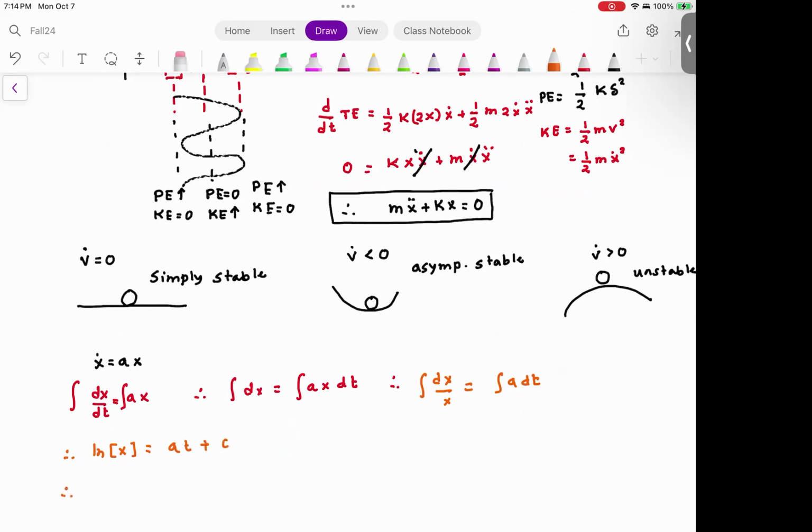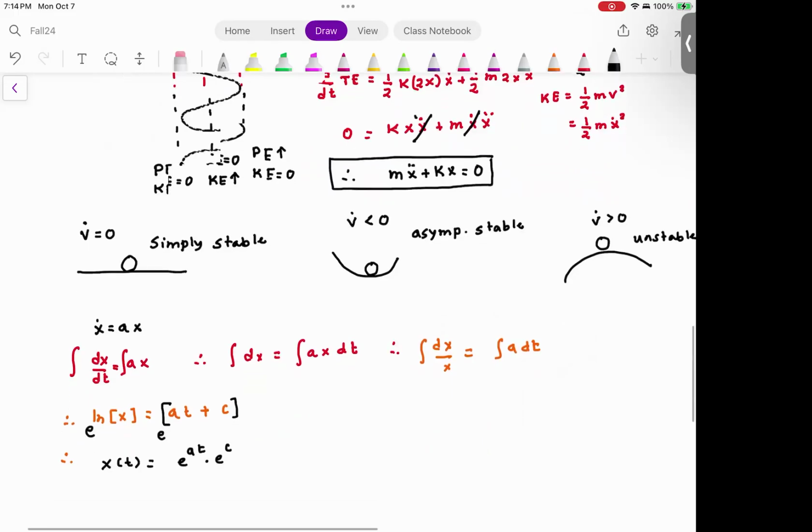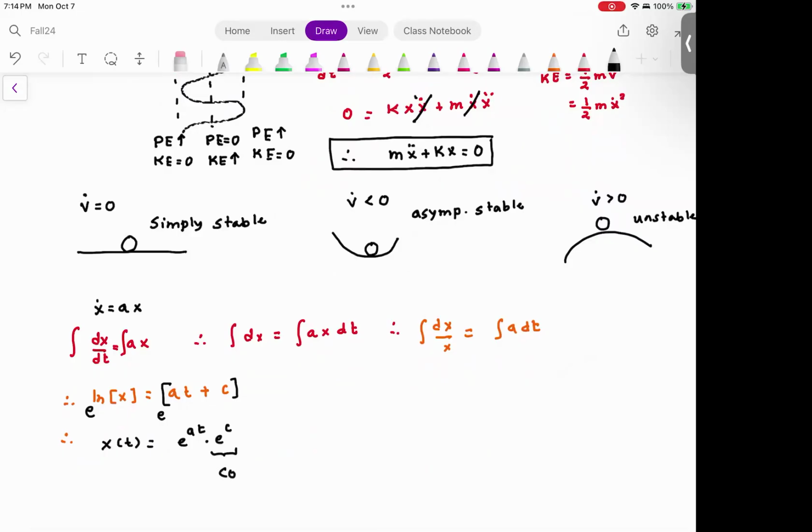Now, if I take the exponent on both sides, it becomes x of t is equal to e to the at, e to the c. e to the c is a constant. So x of t is equal to this constant A times e to the at. Do you agree with me? Any questions about this integration?